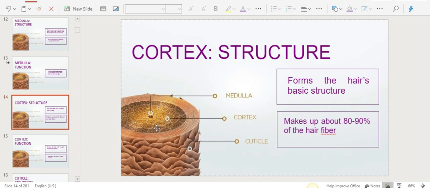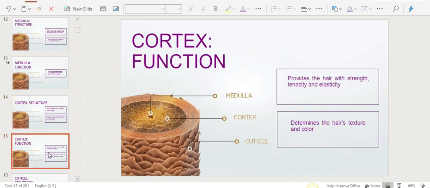It takes up pretty much most of your hair fiber. Now the cortex, what do they do and how come nobody talks about them? So the cortex is actually quite key, quite important, and the reason for that is because they provide our hair with strength.